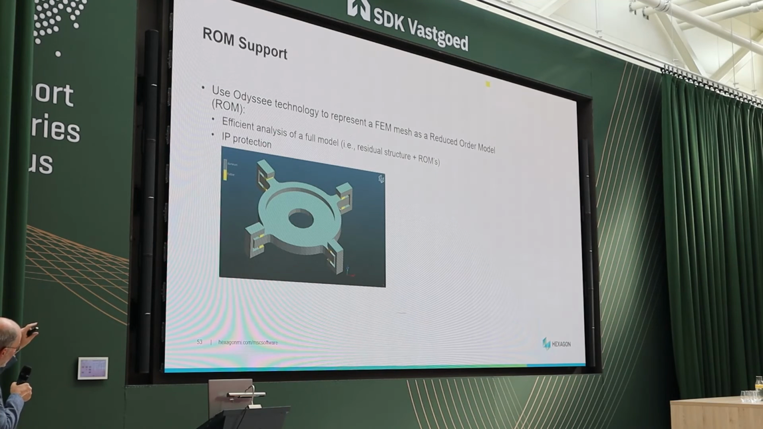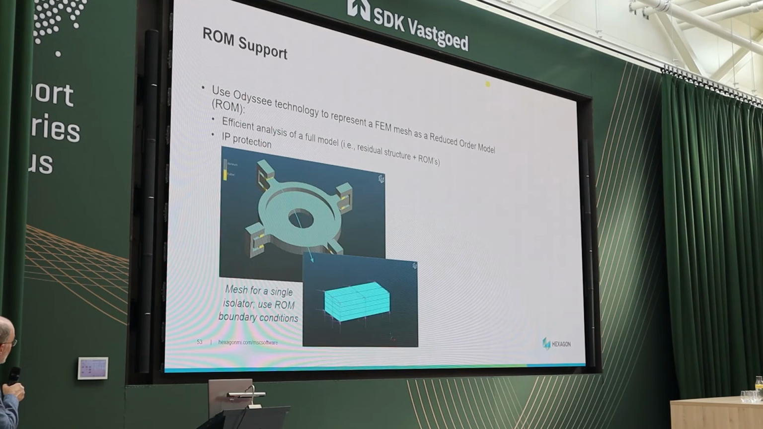The idea is that for this model we are going to replace the rubber parts by reduced order models. So what we can do is pick such a rubber isolator, create an element mesh, a pretty coarse one here just for demonstration purposes, and we can use a special boundary condition to train it. We call this a ROM boundary condition, and we typically use it to train the model based on the interface nodes, so the nodes which we will use later on to attach it to the residual structure.